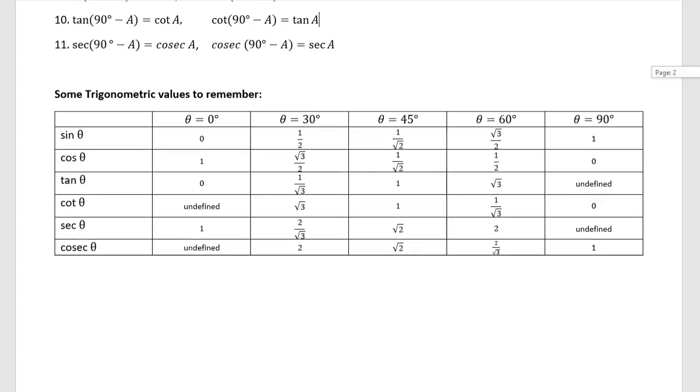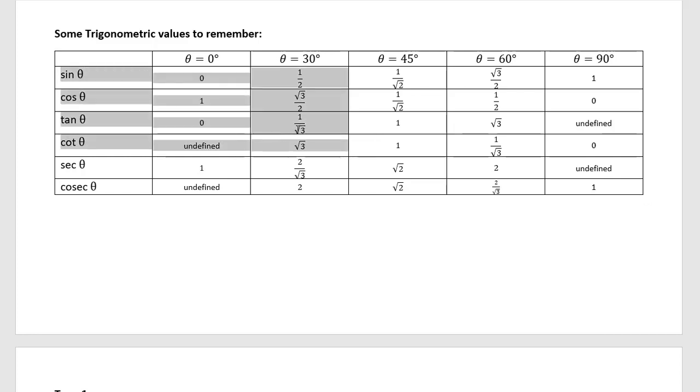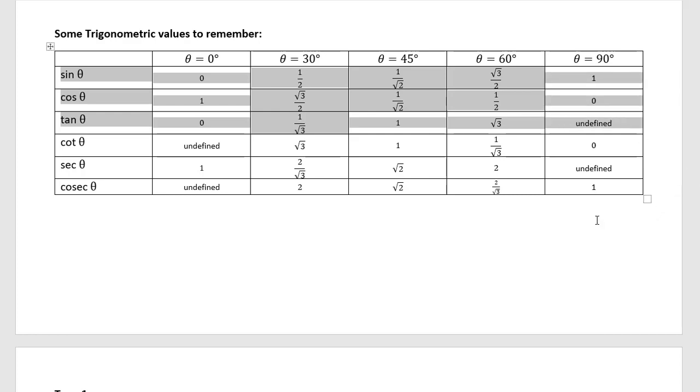And also you have to remember the values of the trigonometric ratios for different standard angles, like 0 degree, 30 degree, 45, 60 and 90 degree. For these angles, you have to memorize the values of sine theta, cos theta, tan theta, cot, sec and cosec. And you must remember sine, cos and tan, these three rows, very first. There is no alternative to memorizing or remembering this.